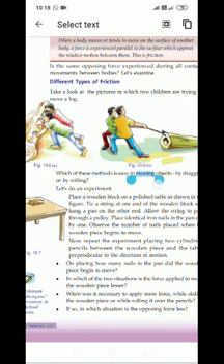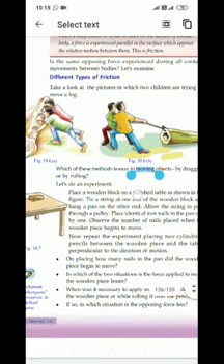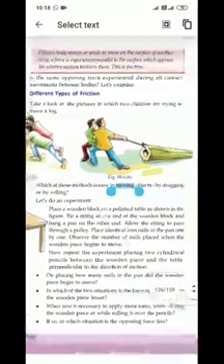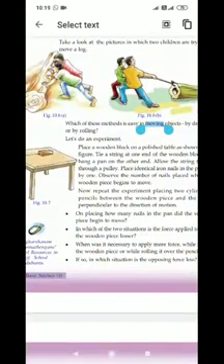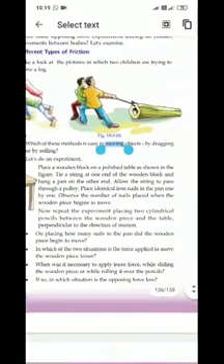Static friction means when a body at rest just starts to move on the surface, the frictional force applied by the surface is static friction. And when an object slides over a slanting surface, the friction is known as sliding friction. And when a body rolls on the surface, the friction is known as rolling friction.